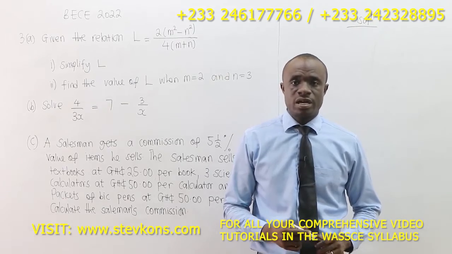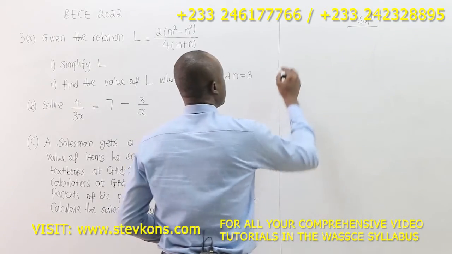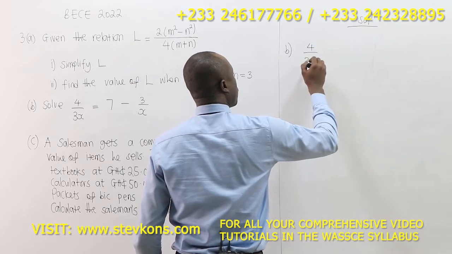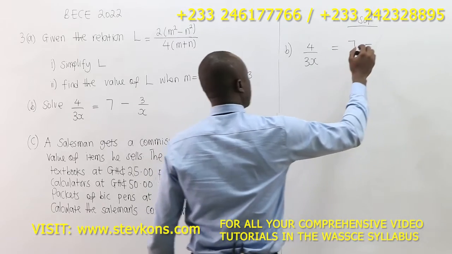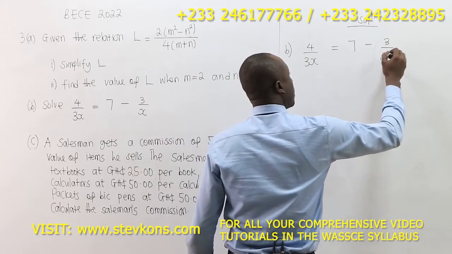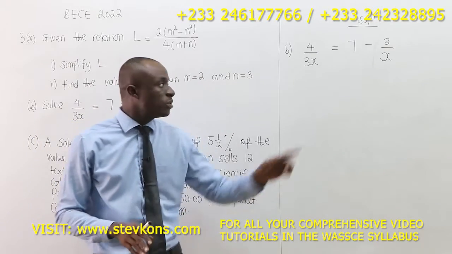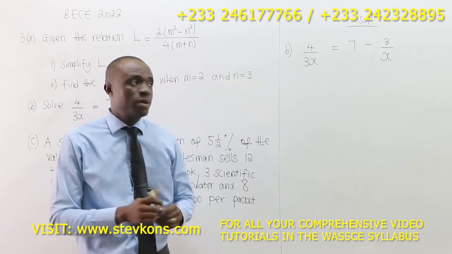Now let's consider question number B. BECE 2022, question number 3B. With the B, we have 4 out of 3x equal to 7 minus 3 out of x. Now with this, what is the LCM, the least common multiple? That is 3x. So you multiply each term by the LCM, which is 3x.